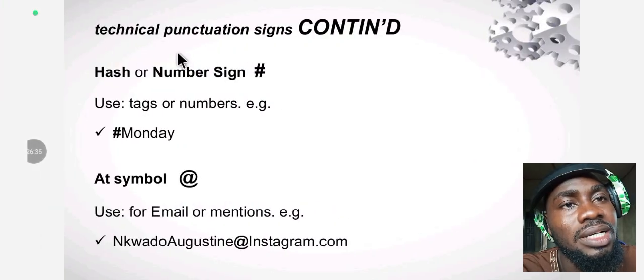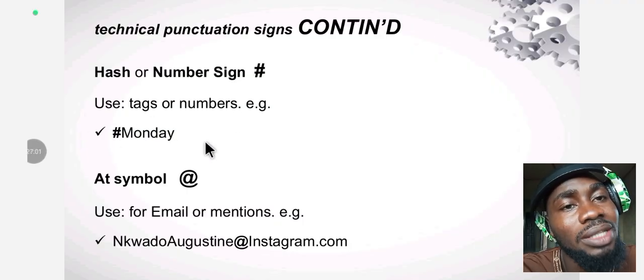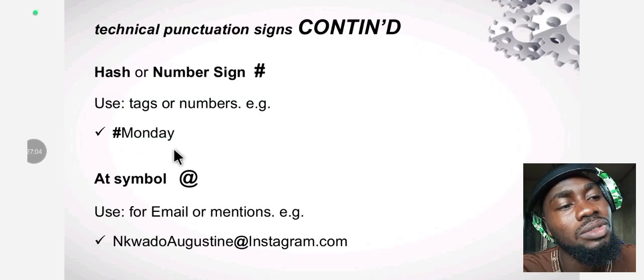Still under the technical punctuation signs, the next we have is hash or number sign. You call this hash, or you can also call it number sign. Use it for tags or numbers. Use it for hashtag, tag, hash, then you put on the tag. Or numbers. Use it to indicate number. When you say, what is your hash? Your number. For example, #Monday, that you are tagging Monday. When you say #1, you are saying number 1.